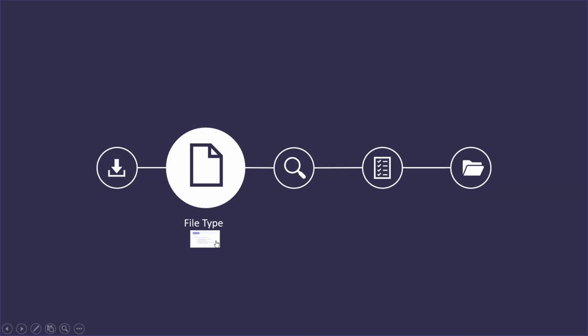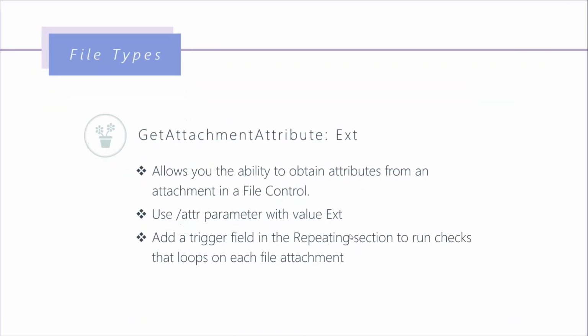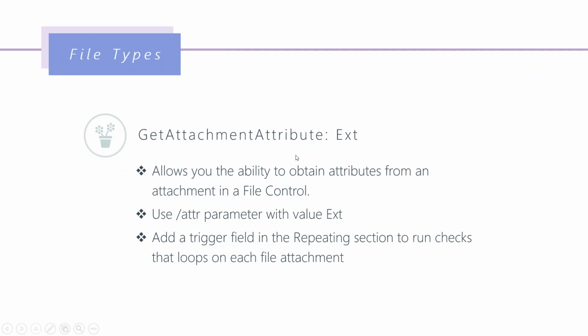Then we added a check for the file type using the get attachment attribute command. This command allows you to obtain attributes from an attachment in a file control, and we use the ATTR parameter, short for attribute, with the value extension, XT. The key here is we added a trigger field in the repeating section so that it runs the commands in a loop, so that it checks for each file attachment.